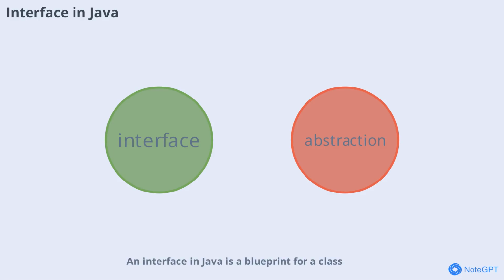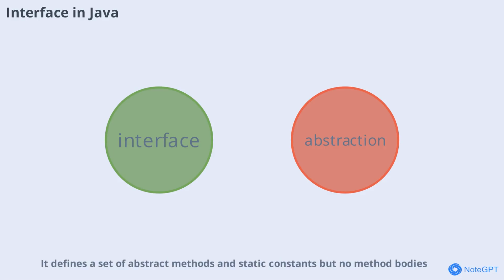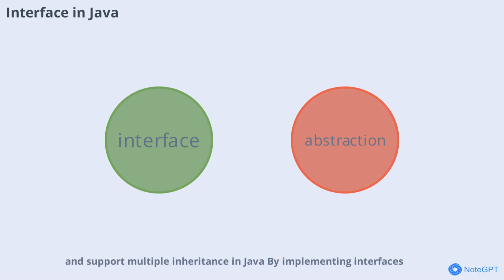An interface in Java is a blueprint for a class. It defines a set of abstract methods and static constants but no method bodies. Interfaces are used to achieve abstraction and support multiple inheritance in Java. By implementing interfaces, classes can promise to provide specific behaviors, making your code more modular and flexible.